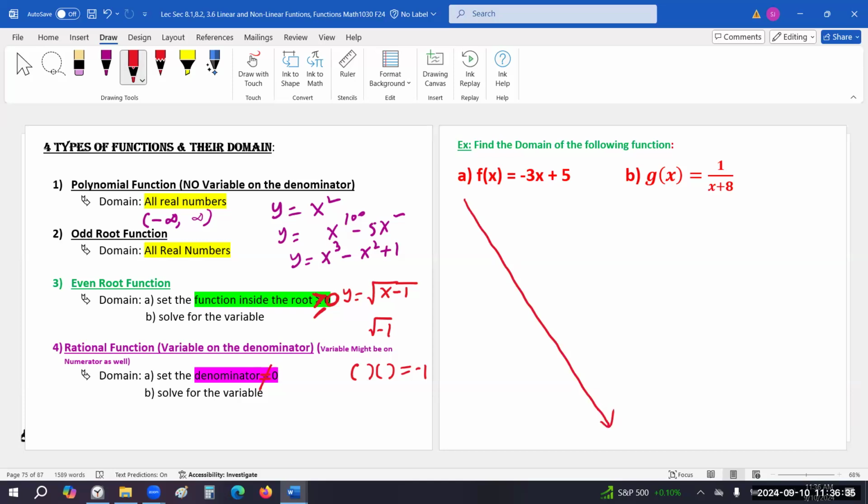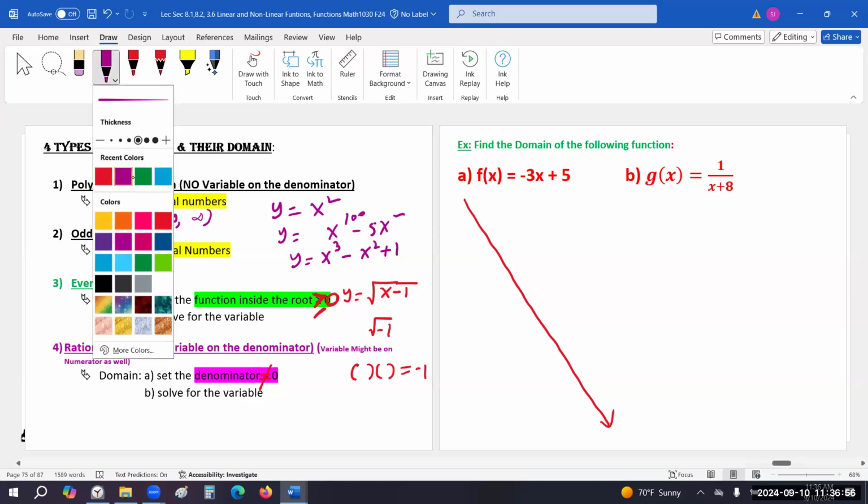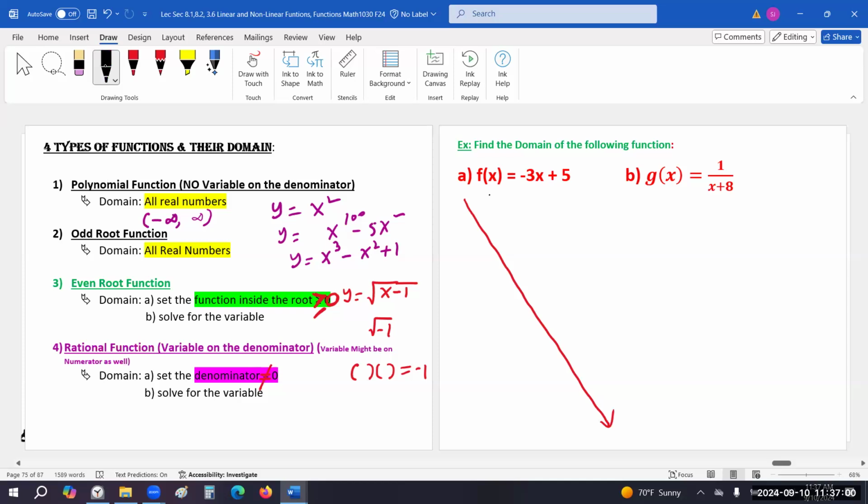So what's the domain? The first equation is a polynomial. Polynomial means no negative power, no fraction power, no variable on the denominator. We don't have any problem. It's from negative to positive infinity. We don't need to do anything because it's a polynomial: your x doesn't have any negative power, doesn't have any fraction power, and x is not on the denominator. If you don't have these three things, it's all real numbers. You can substitute x with anything.